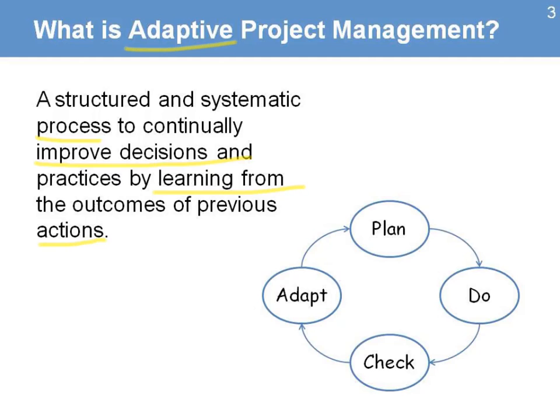What it means in project management is that when we look at the previous lessons, we do have a phase when we plan, we do the work, we check our work, and we find that we have opportunities to make changes based on what we learn. We make those changes and we plan again. This is the continuous process of continuous improvement that is at the core of adaptive project management.